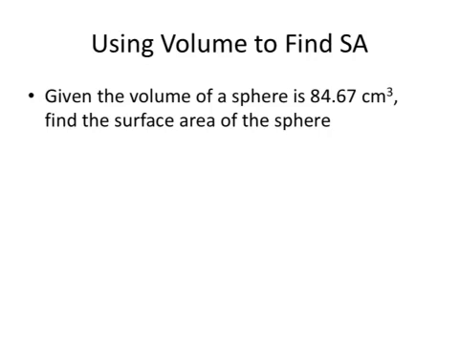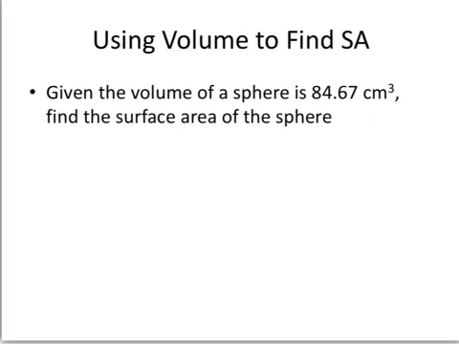Now we want to do a different type of problem, and this is using volume to find your surface area. Since surface area and volume have the same variable, which is radius, in each of their equations, if we know surface area or volume, we can find the other one through that common radius. So let's talk about volume. Volume has an equation of V equals 4/3 pi r cubed.